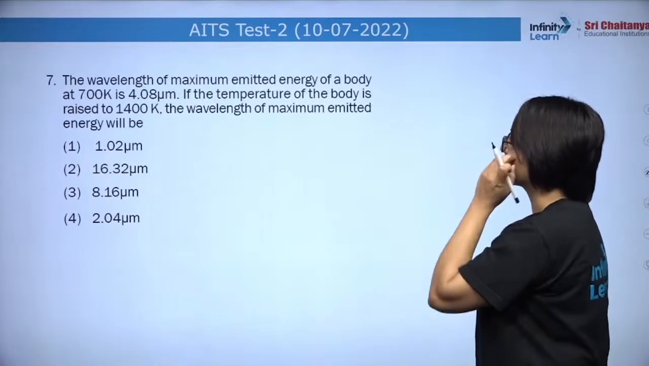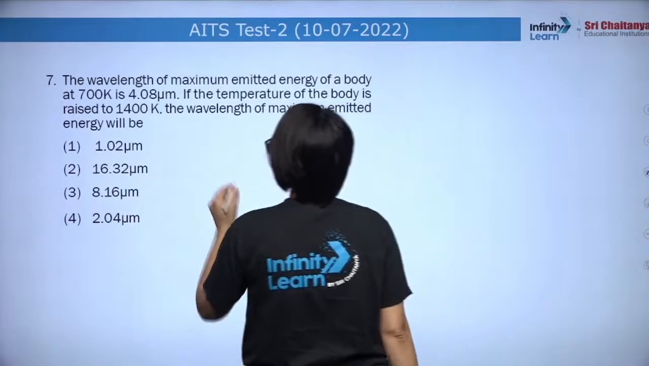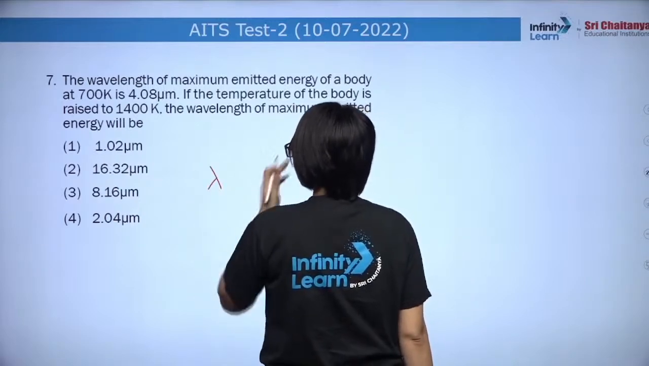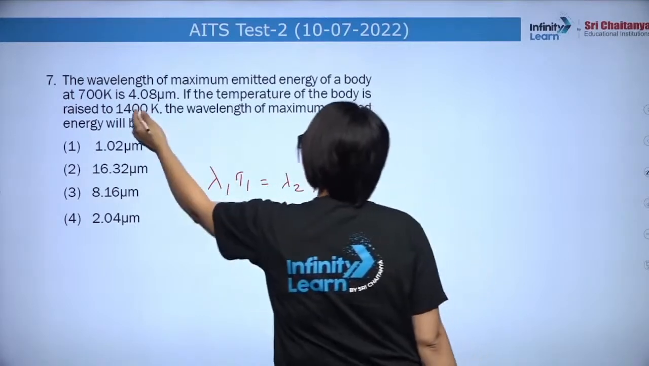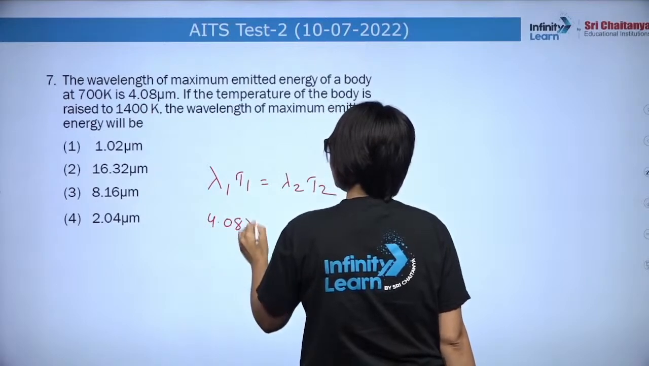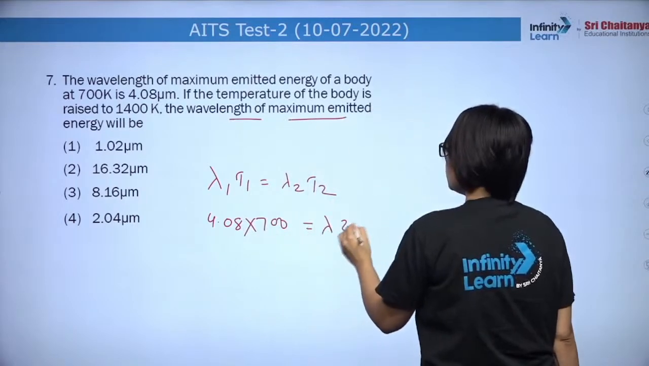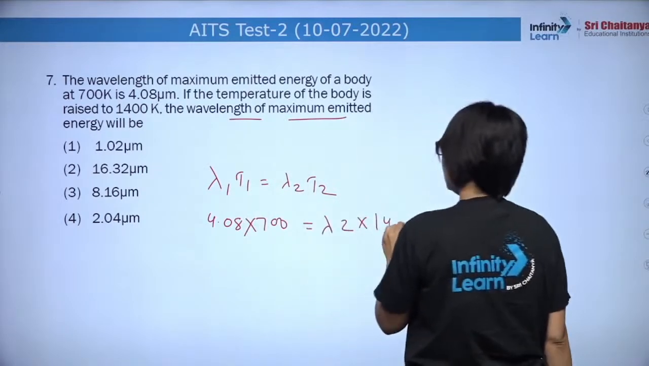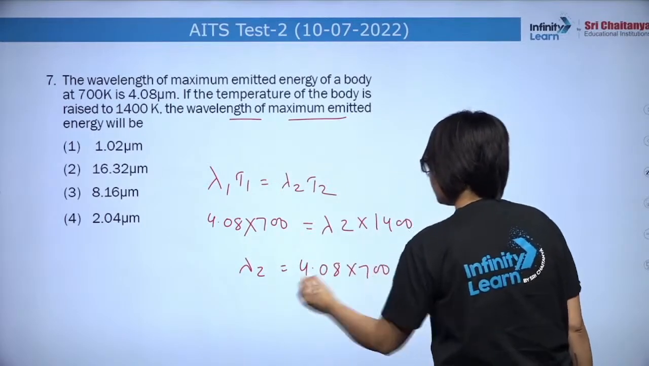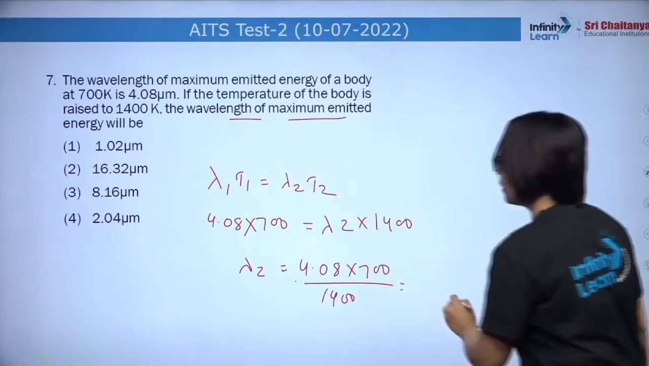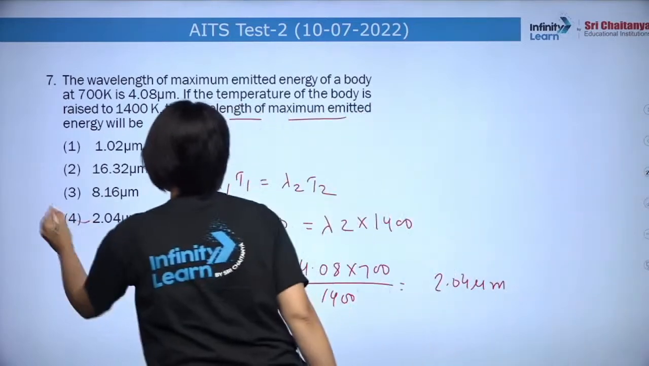Next, the wavelength of maximum emitted energy of a body at 700 Kelvin is 4.08 micrometer. According to Wien's displacement law, lambda 1 T1 is equal to lambda 2 T2. So 4.08 micrometer into 700 is equal to lambda 2 at temperature T2 of 1400, right? So lambda 2 will be 4.08 into 700 divided by 1400, and this will give you 2.04 micrometer. So the correct answer is option 4.